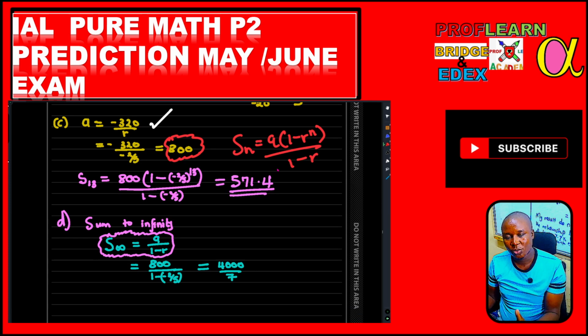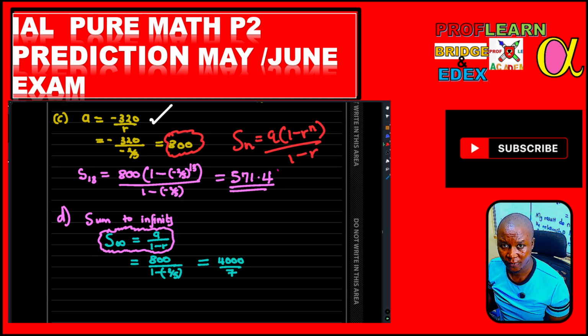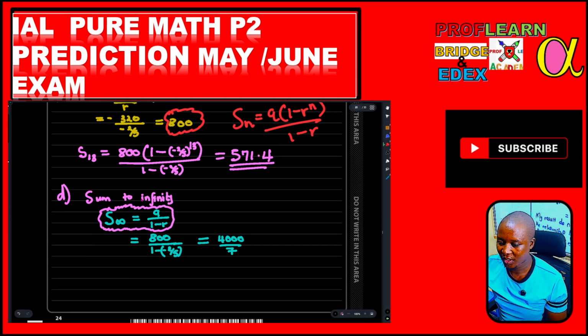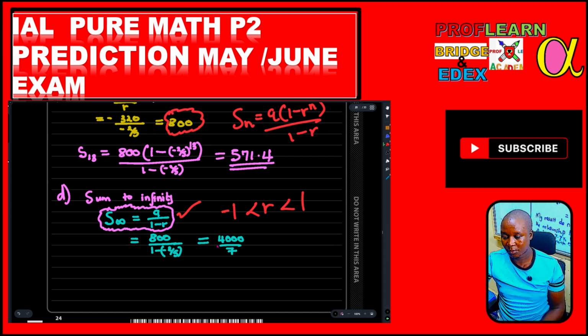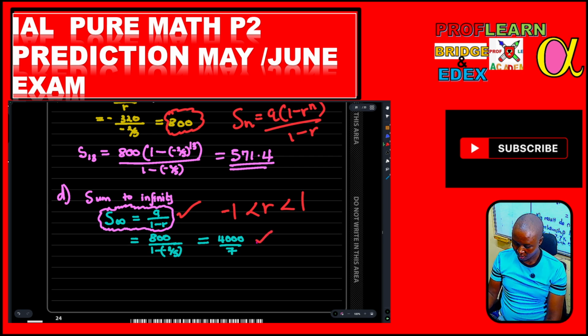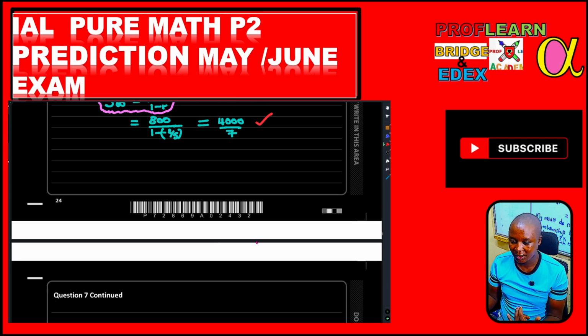And in the event they are going to ask you a question to do with sum to infinity, don't be terrified with that, because sum to infinity is given by a over 1 minus r. And for this formula, the sum to infinity exists if r is between negative 1 and 1. So that is the condition for sum to infinity to exist. If you work it out, you are going to get your answer as 4000 over 7 as the exact sum to infinity.